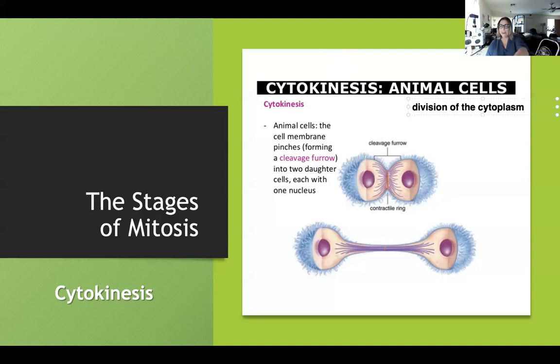Okay. It doesn't show the cell fully pinched in half in this picture, but that's what happens by the end of cytokinesis. Now, each resulting cell, we call those daughter cells, have one nucleus each with the exact same DNA that the original parent cell had.